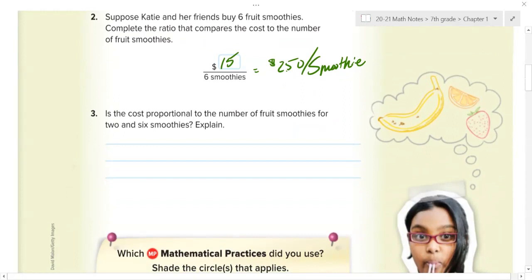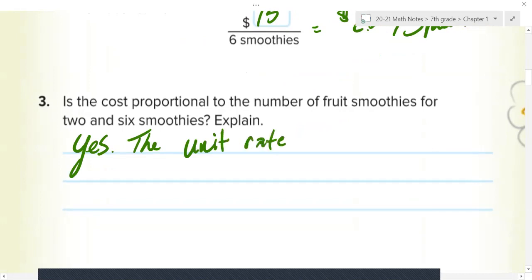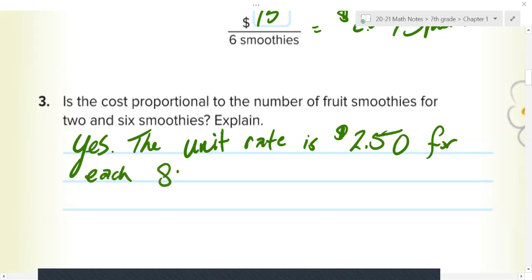So is the cost proportional to the number of smoothies for 2 and the 6 smoothies? Explain. And that would be yes. The unit rate is $2.50 for each smoothie in both situations. In both cases.